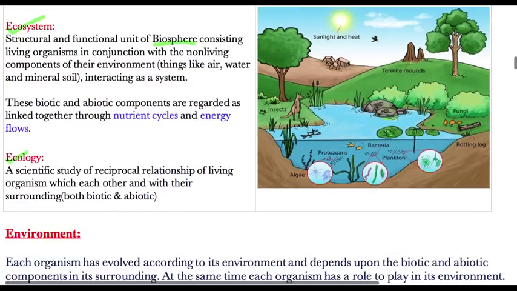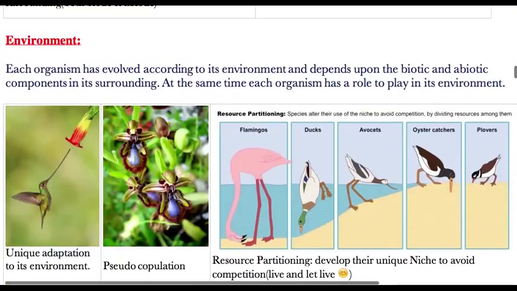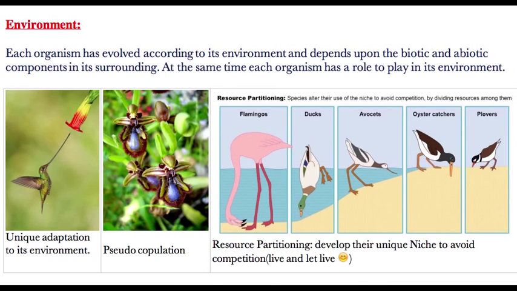Okay, now come to environment. Each organism has evolved according to its environment and depends upon biotic and abiotic components in its surrounding. At the same time, each organism has a role to play in its environment. So every organism is dependent on some other organism for its survival. For example, you can see in this figure.